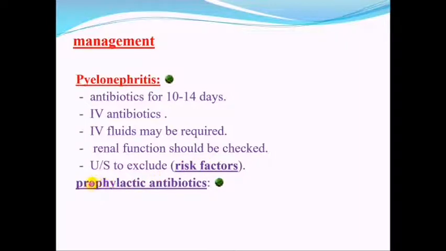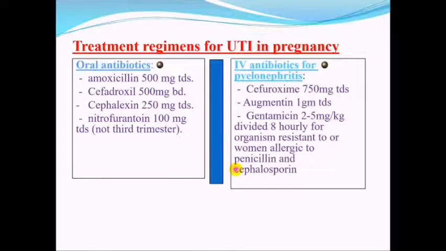The use of a prophylactic antibiotic is indicated when the patient has 2 or more attacks of urinary tract infection, or the urine culture and sensitivity shows a positive culture. That's to say that the patient may present with recurrent urinary tract infection, or the ultrasound shows one or more of the risk factors for urinary tract infection. This is the treatment regimen for the urinary tract infection.